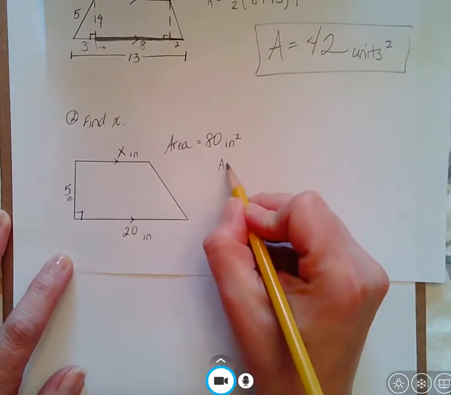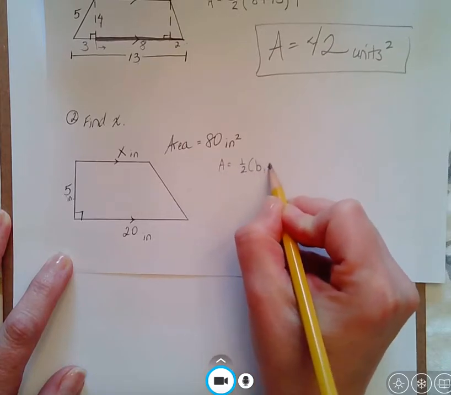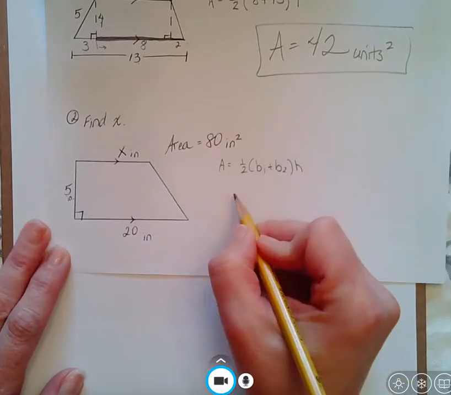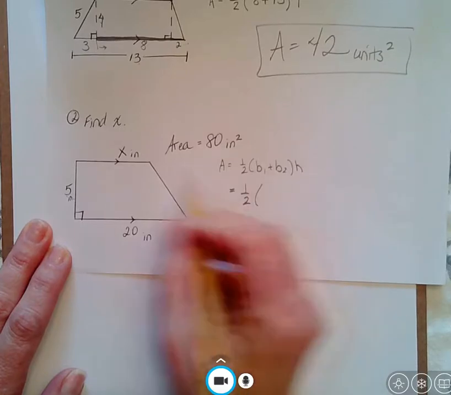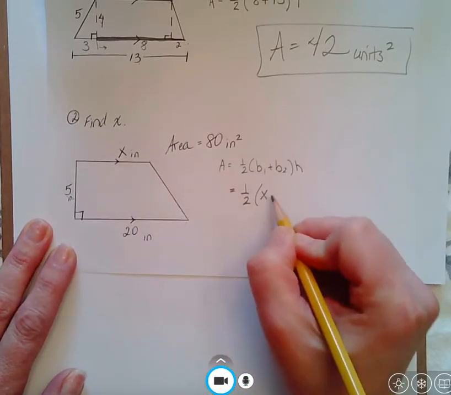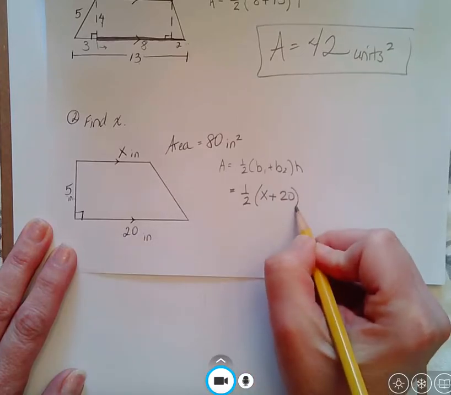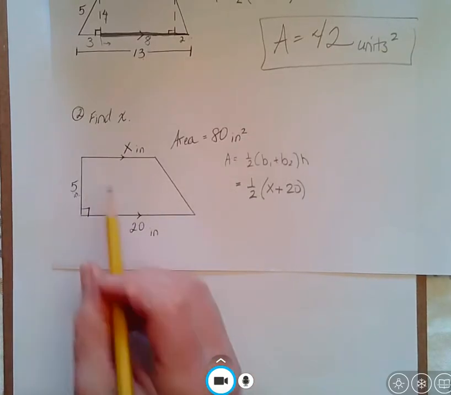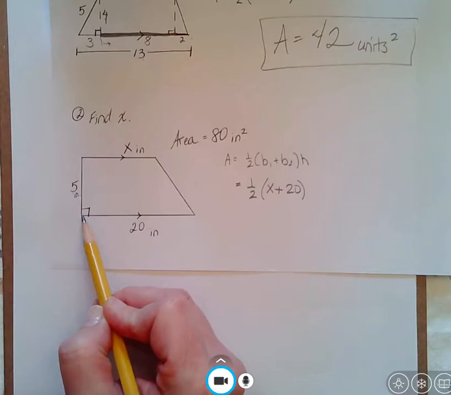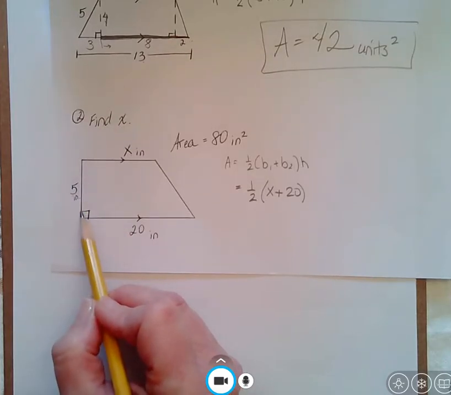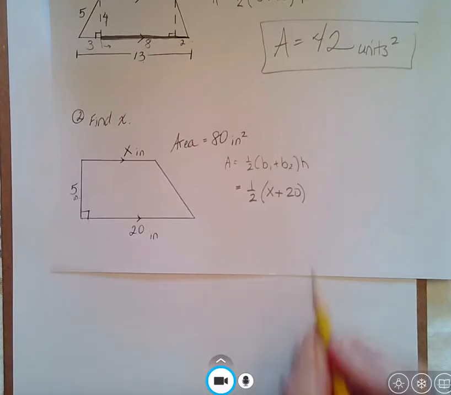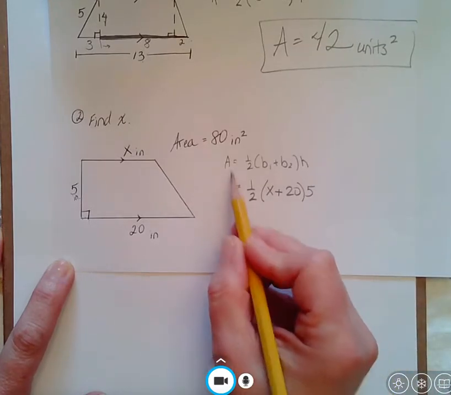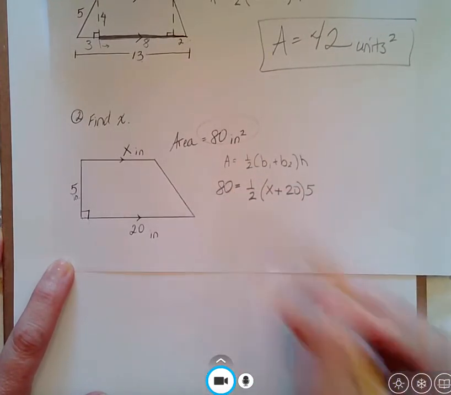So I'm going to rewrite the formula. 1/2 base 1 plus base 2 times height. So, x plus my other base is 20 times my height. Oh, so I put this in here too because it happens occasionally that a leg is the height because the leg is your perpendicular side. Let's see, so there's that times 5. And it's equal to the area, which they tell me, so there's my 80.